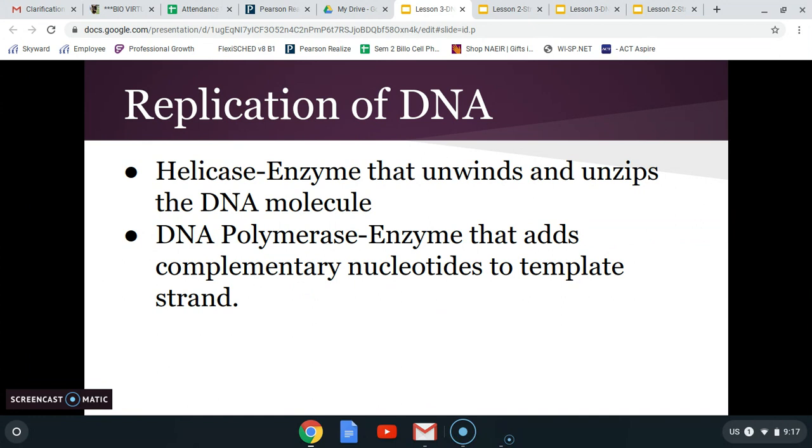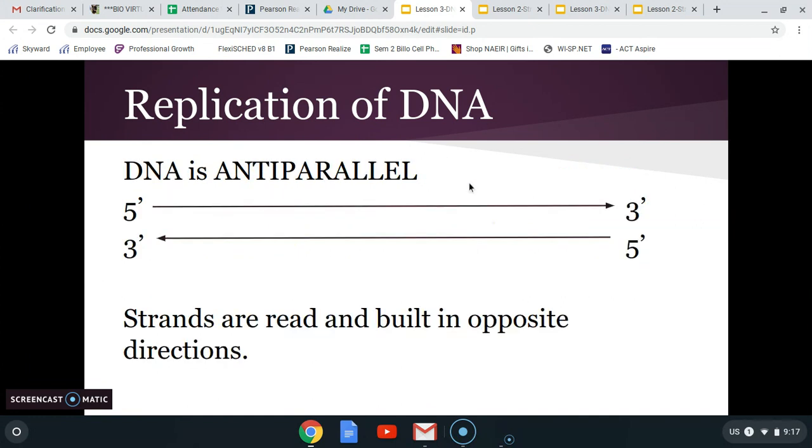Now, another thing about DNA is that it is what we call anti-parallel. What that means is that the strands are read and built in opposite directions. So you don't read both strands in the same direction. And this becomes important later on in terms of how the DNA molecules can be built.